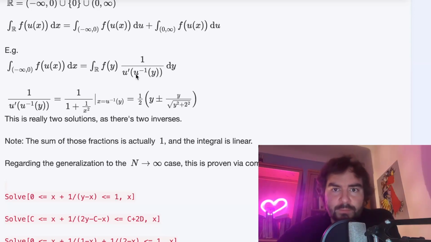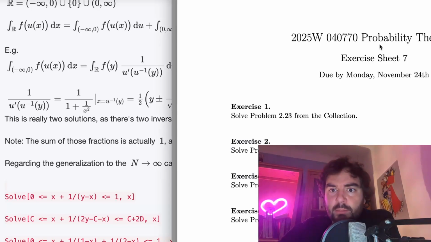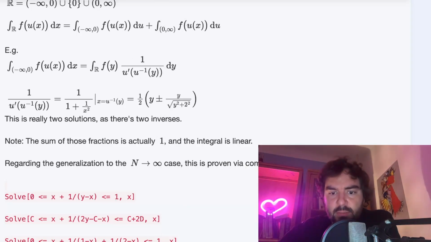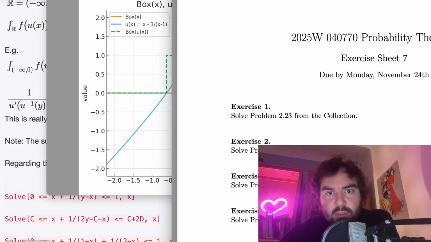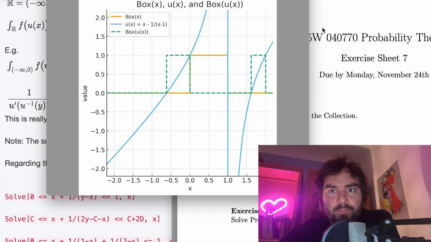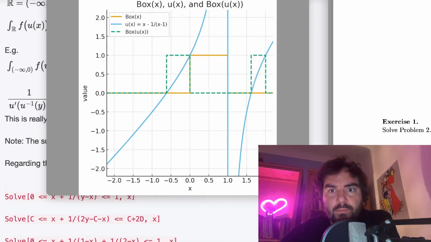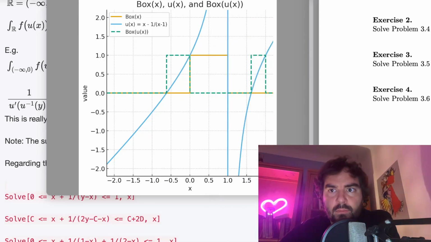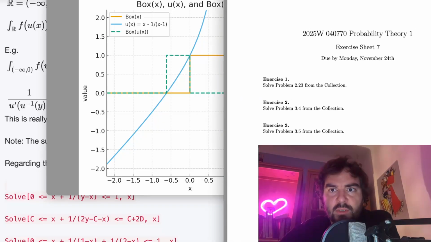And now, maybe it helps again. This is something else, probability exercises. Where do I have this image? Here. Jesus.